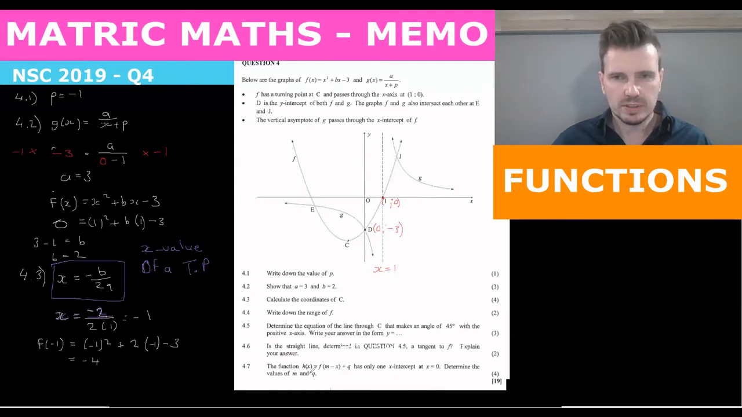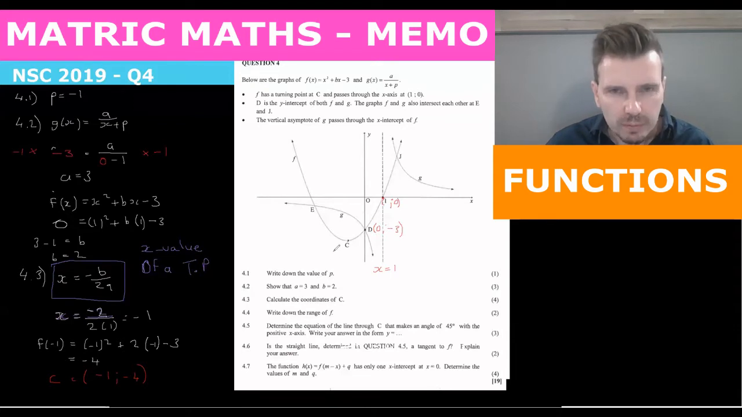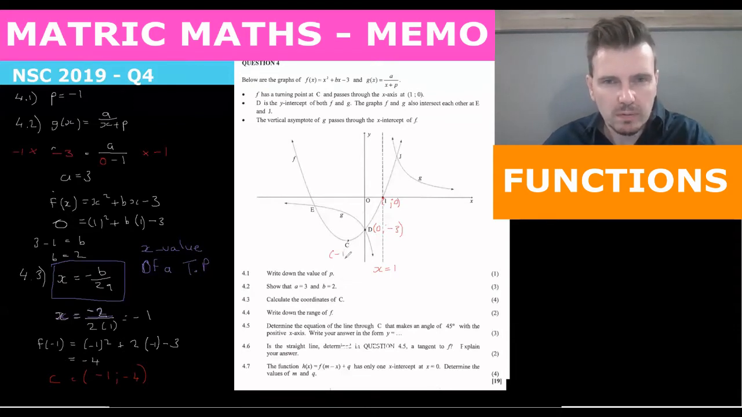So now we know that C, the coordinates are -1 and -4. So I can put that in there, -1 and -4.